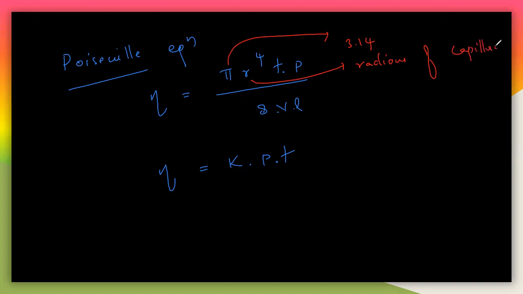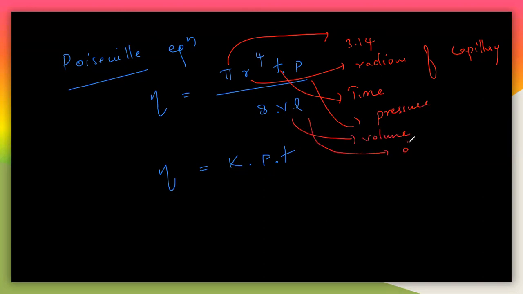So what is the radius? I will tell you in the experiment also. This t is the time, and this is pressure. V is the volume, and L is the distance traveled here. So I will tell you one thing about this Poiseuille equation.